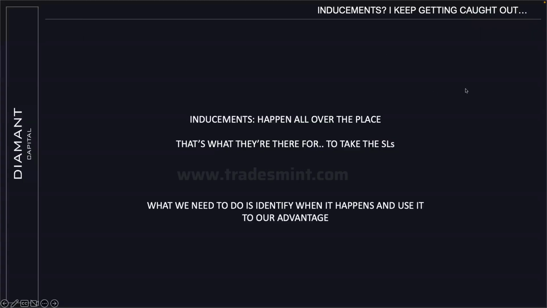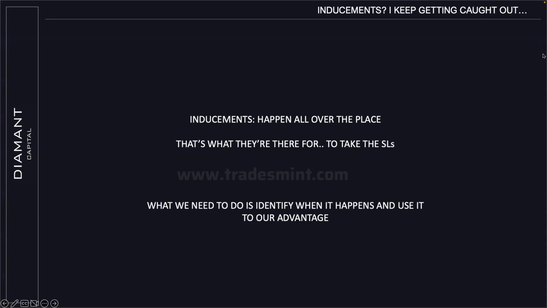Okay, so inducements. One thing you've got to understand is they happen all over the place, and that's what they're there for. They're there to take the stop losses. In the whole theory of smart money concepts, the reason an inducement takes place is because there's resting liquidity above or below that area, depending on which side of the market you're on, which is what we call buy side or sell side liquidity. Price eventually takes those stop losses and then reverses in the same direction it was already heading.